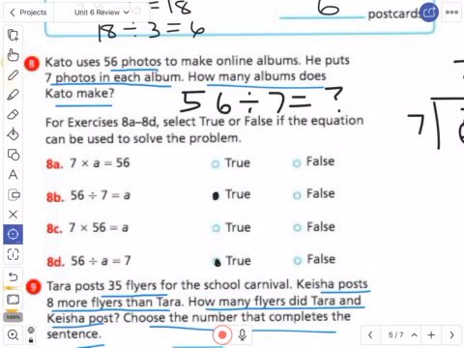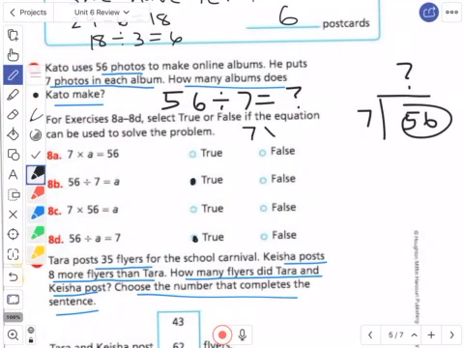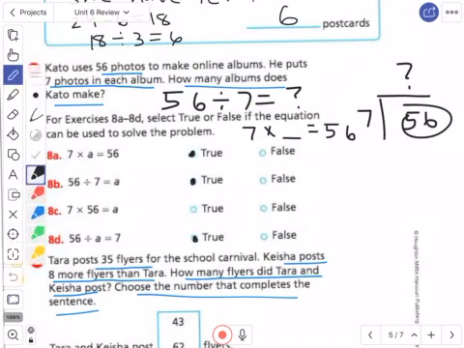Now I got to check the other two. Now this is a multiplication one. But when I'm thinking about my problem up above, I know that 7 times something equals 56, because that's usually how I solve division problems anyway. So A works. 7 times A equals 56. True. Now I just have to check this. 7 times 56 equals that? I know that 56 is my total. No, that wouldn't work because I know that the A really stands for 8. So I'd be putting 8 in all those spots, and 7 times 56 does not equal 8. That's the only false one.